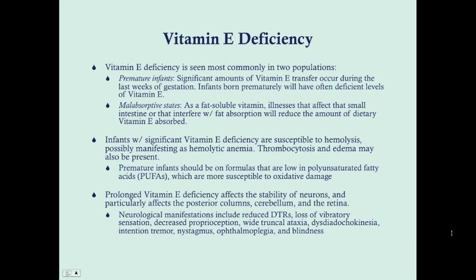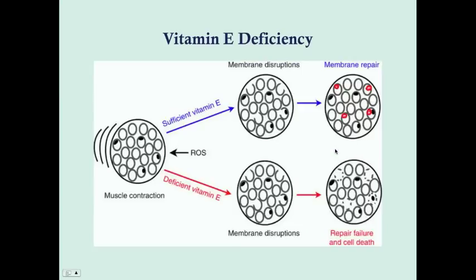So these are the neurologic manifestations. And this is prolonged vitamin E deficiency. So a premature infant is not going to have neurologic deficits. They're going to have these more acute deficits with stability of their blood cells.